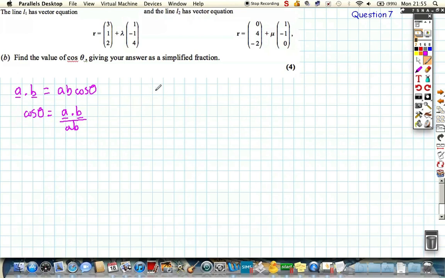Well, when we've got the vectors a and b here, we're actually referring to the direction vectors of our lines. So if we call d1 the direction vector of line L1, and we call d2 the direction vector of L2, then we can use these. So if we find d1 dot d2, with the scalar product, 1 times 1 is 1, minus 1 times minus 1 is plus 1, and 4 times 0 is 0. So the dot product is 2.